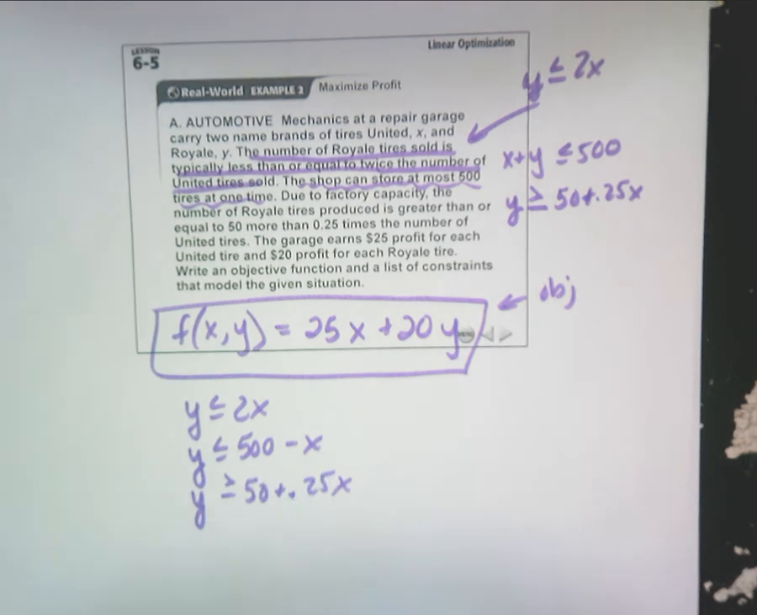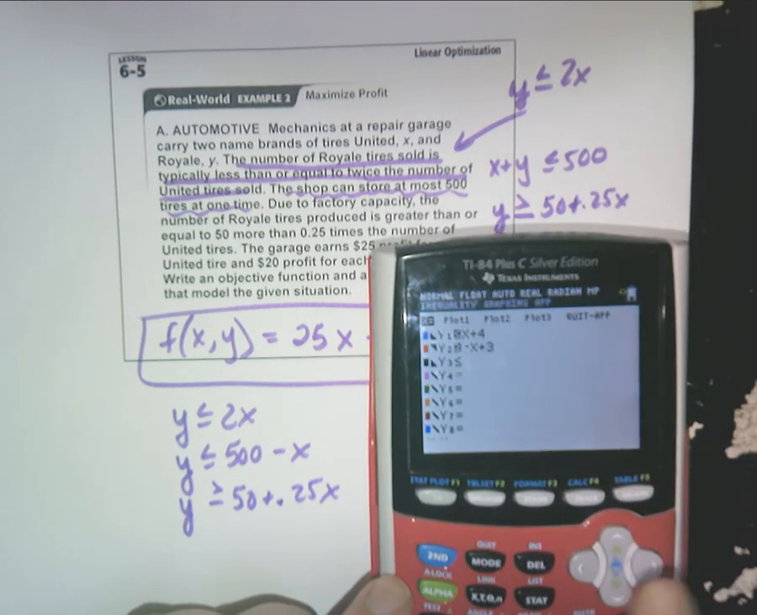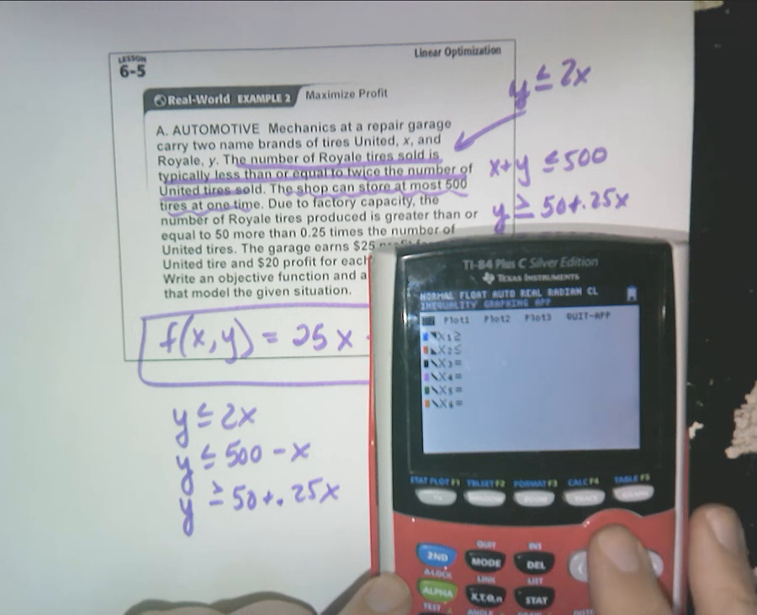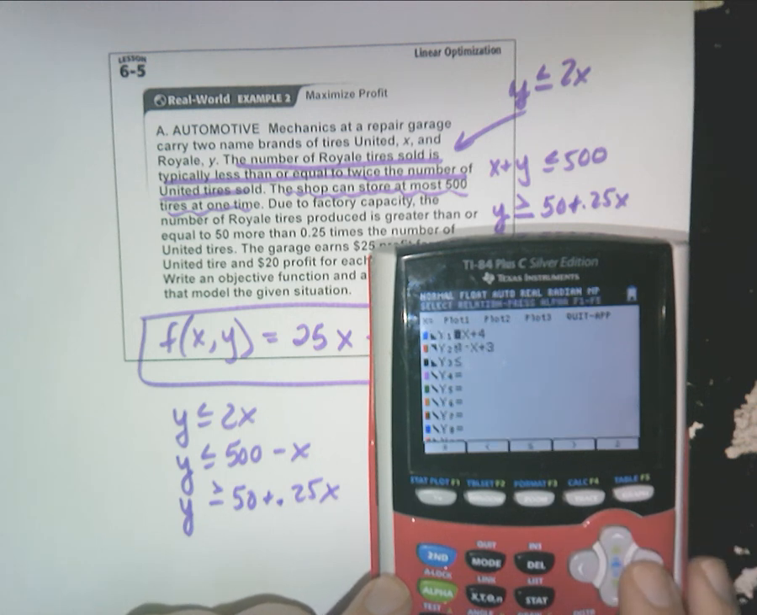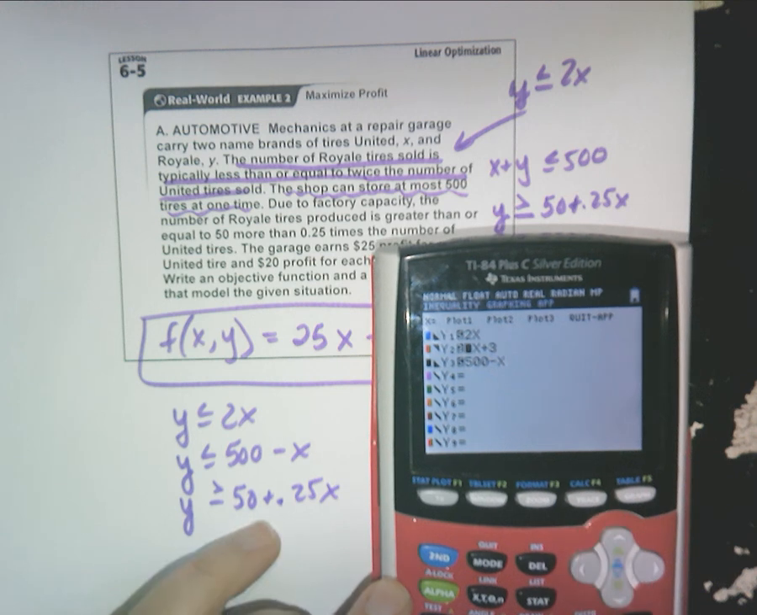When you put that in your calculator, by the way, please make sure that you have nothing in your x. I'm going to clear out my x right now because I don't want to have anything in here. It'll mess you all up. So let's see here. Less than or equal to 2x. Less than or equal to 500 minus x. And this one is greater than or equal to 50 plus.